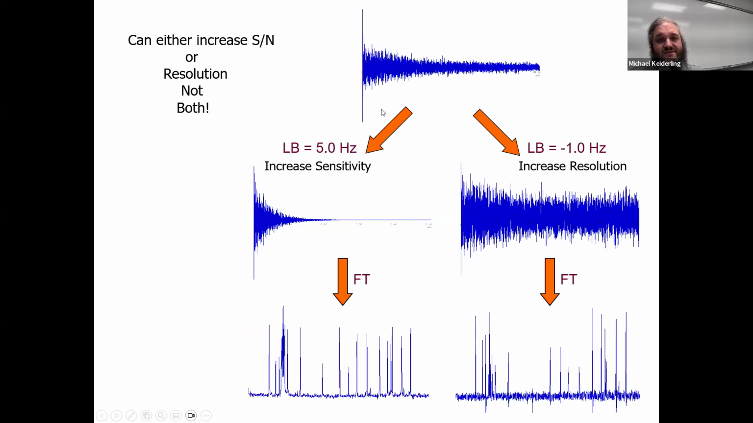You can either increase the signal to noise ratio or increase the resolution. You can either increase sensitivity or increase resolution. You cannot do both. So this gives you better resolution, worse signal to noise. This gives you better sensitivity, worse resolution.